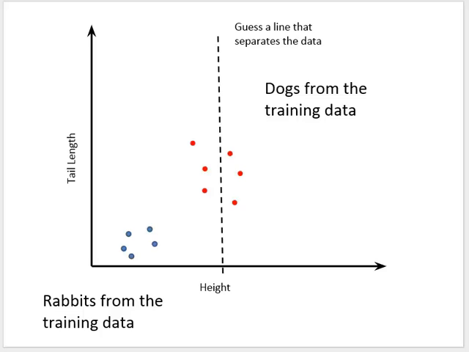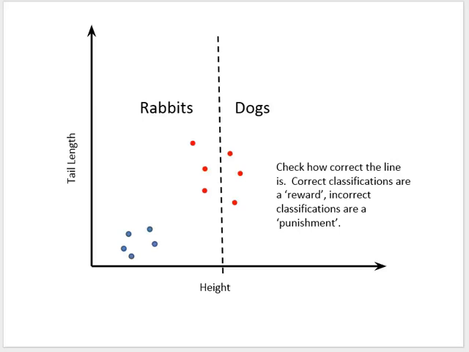Here's an example of how this method works applied to the example problem that we've been working with throughout these videos. Here we have two sets of categories from our training data. Rabbits, shown here colored blue, and dogs, shown here colored red. What we do is we first guess a line that might separate the data. We will then check to see how correct the line is. Correct classifications are a reward, and incorrect classifications are a punishment.